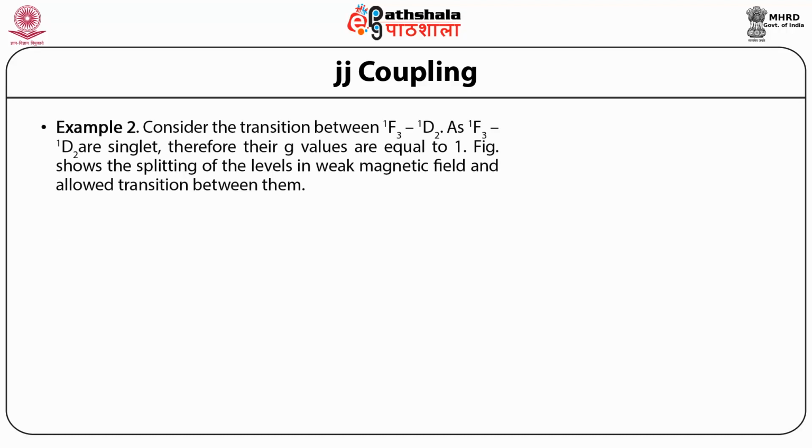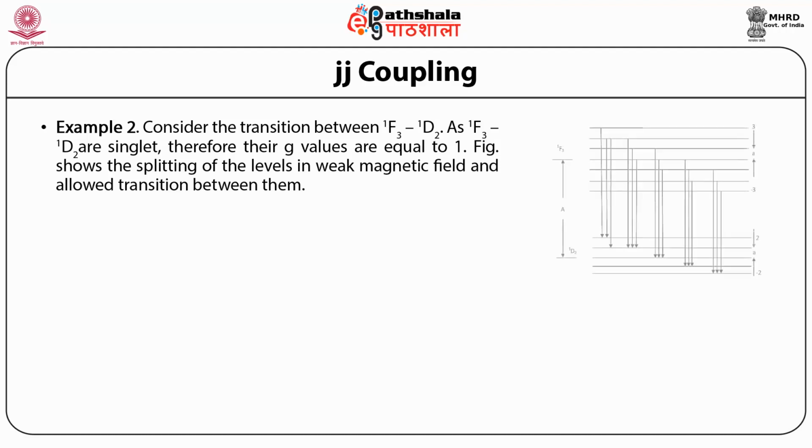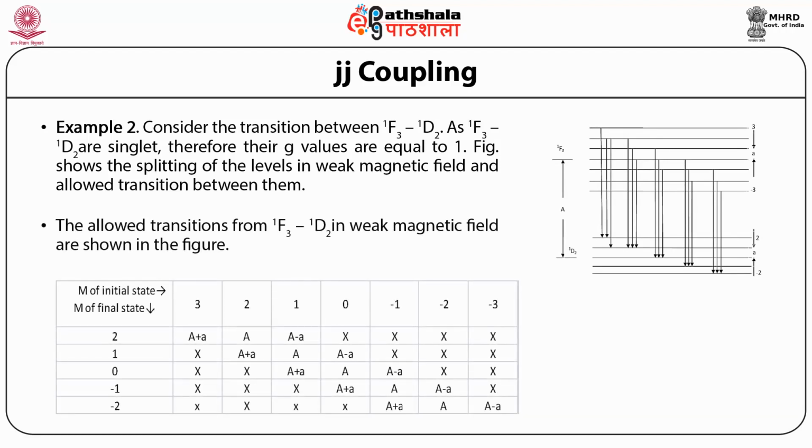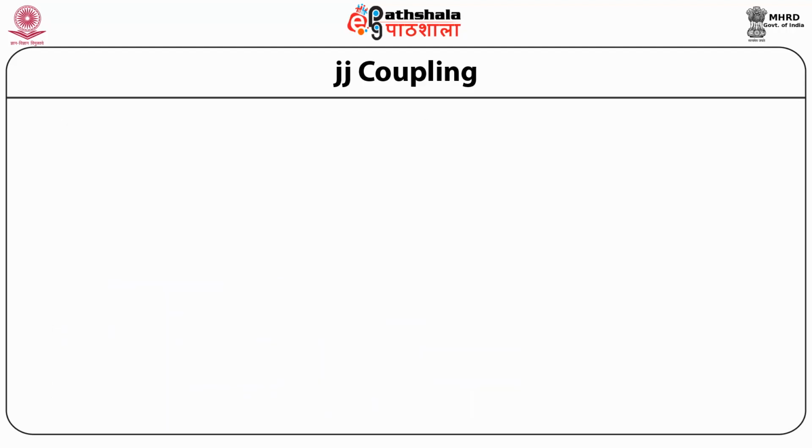As an example, further consider the transition between 1F3 and 1D2. As 1F3 and 1D2 are singlets, their g values are equal to 1, and the figure shows the splitting of the levels in a weak magnetic field and the allowed transitions between them. The allowed transitions from 1F3 to 1D2 in a weak magnetic field are shown in the figure. Further elaborating, there are only 3 distinct energies at ν, ν plus Δν and ν minus Δν.